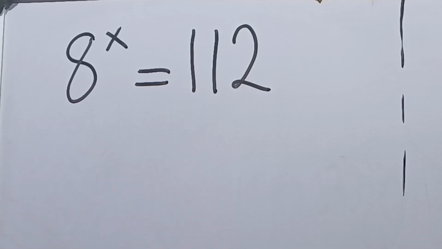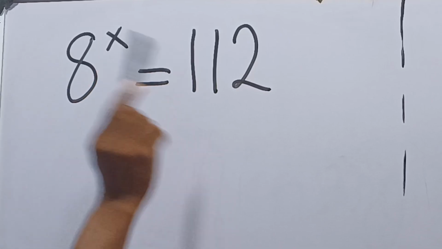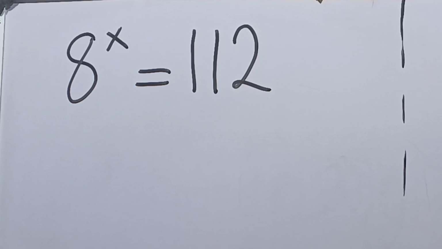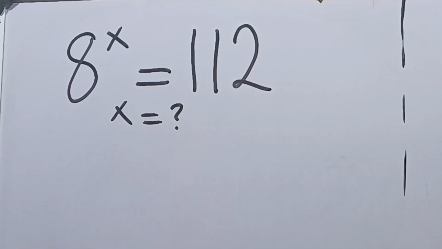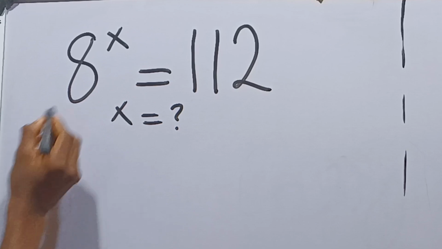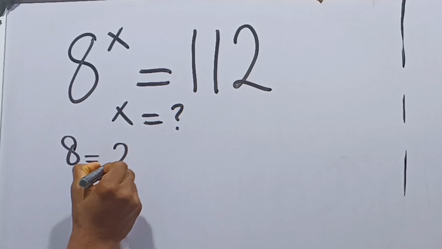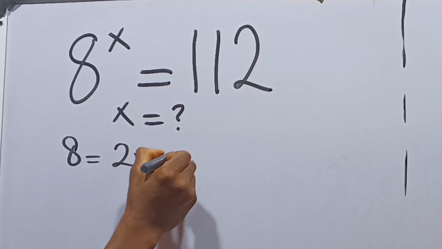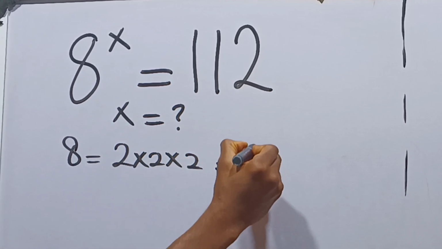Let's solve this together. It says x raised to the power x is equal to 112. We are required to solve for the value of x in this question. Okay, first things first, let's write down the multiples of 8. So 8 can be written as 2 times 2 times 2, and 2 times 2 times 2 is 2 raised to the power 3.